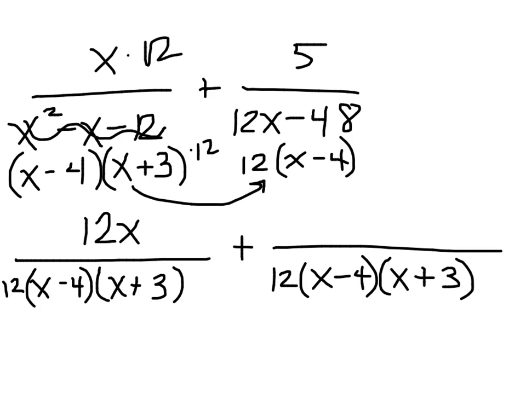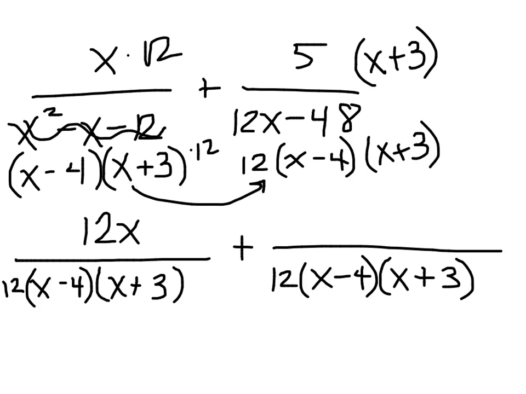Now, for the second fraction, what's different? From here to here, what's the new part? Good. So if I multiply it to the bottom, then I also have to do it to the top. What's 5 times x plus 3? 5x plus 15. You distribute that through. Absolutely. We have a common denominator.